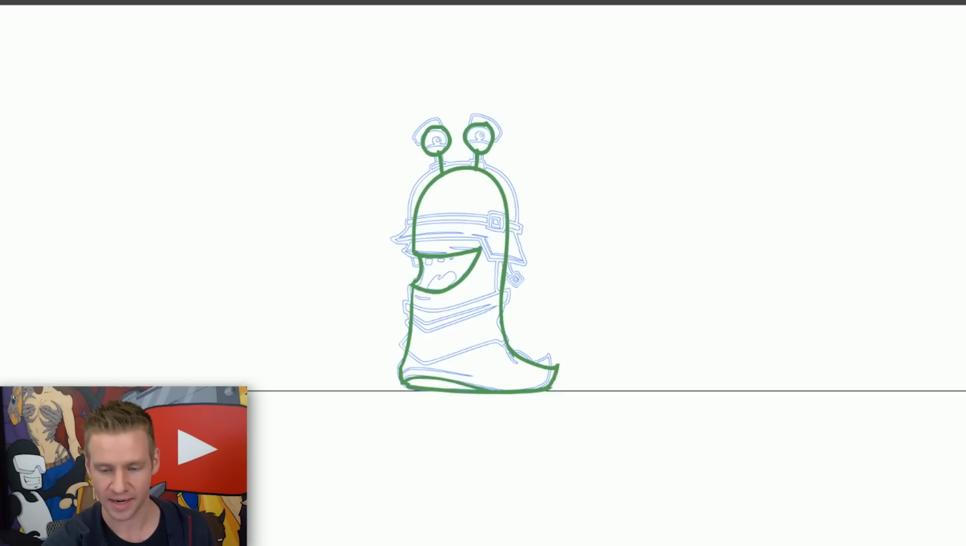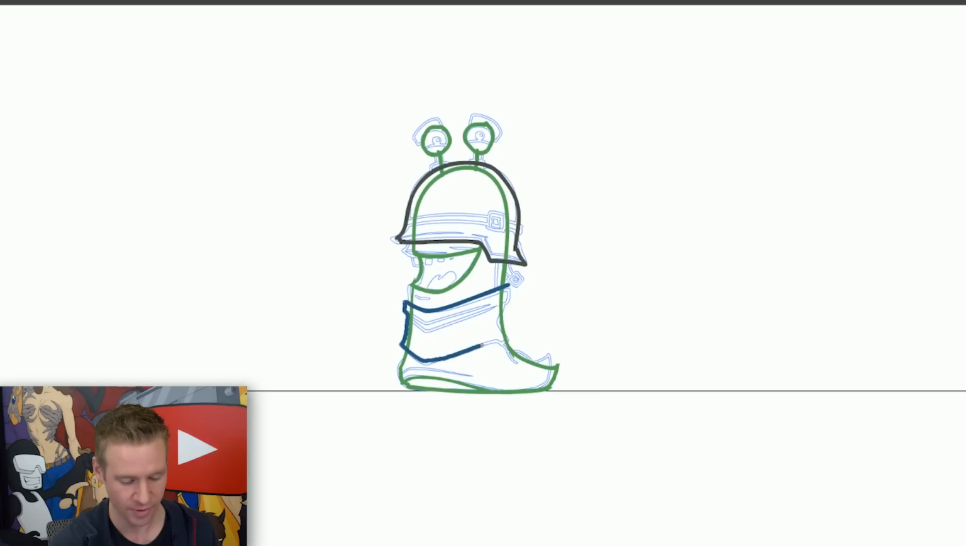Then on a new layer, I'm going to select a dark greeny gray, and this will be my helmet, and I'm just tracing around the helmet I've already drawn here. And then I'm going to select a bluish color, and this can be the outfit around the slug. Again, we're not adding details, we're just doing the very rough shapes.